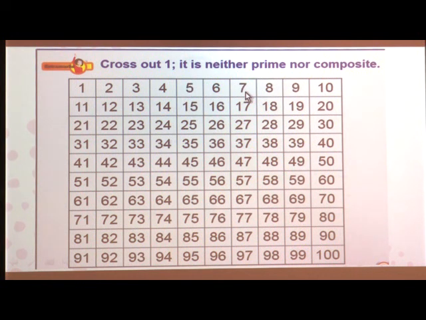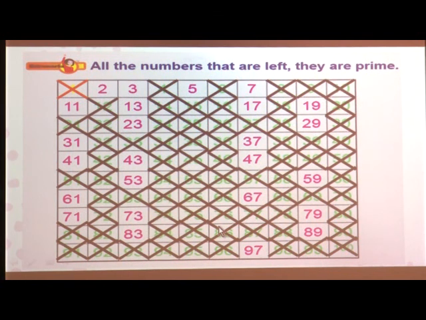Leaving 7, crossing all the multiples of 7. After crossing, we get a few numbers. First, we cross out 1, then leaving 2, cross all the multiples of 2, leaving 3, cross all the multiples of 3, leaving 5, cross all the multiples of 5, leaving 7, cross all the multiples of 7.